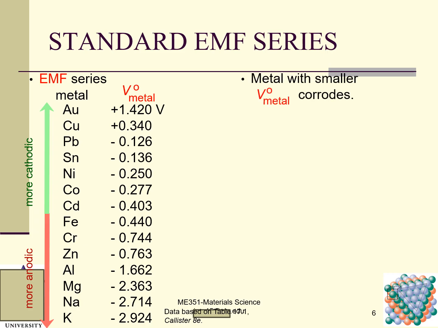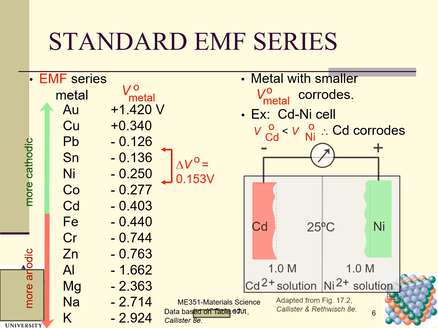So the metal with a smaller standard electrode potential corrodes when we have two different metals. For example, a Cd-Ni cell: because the standard electrode potential of Cd is less than that of nickel, the Cd corrodes, and the nickel will have deposition here.